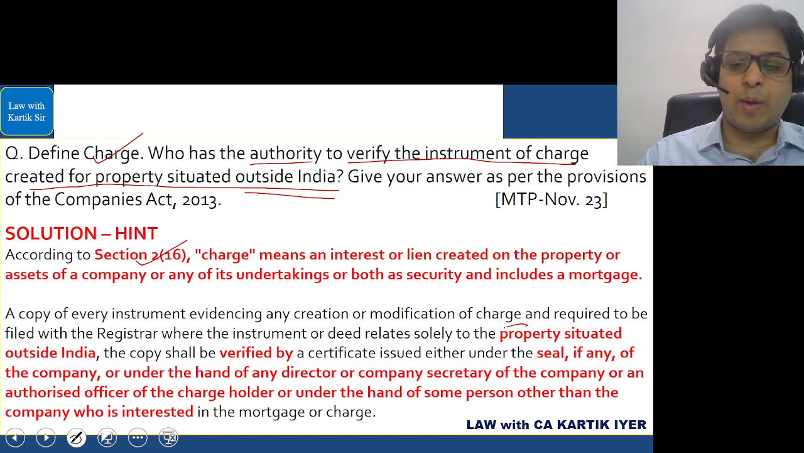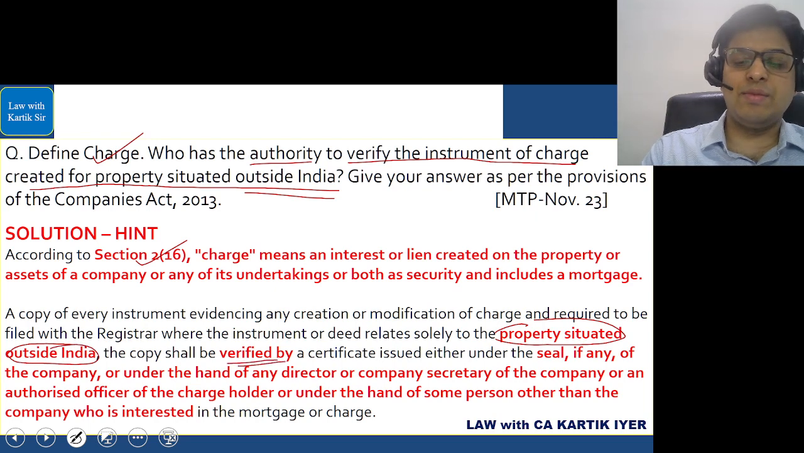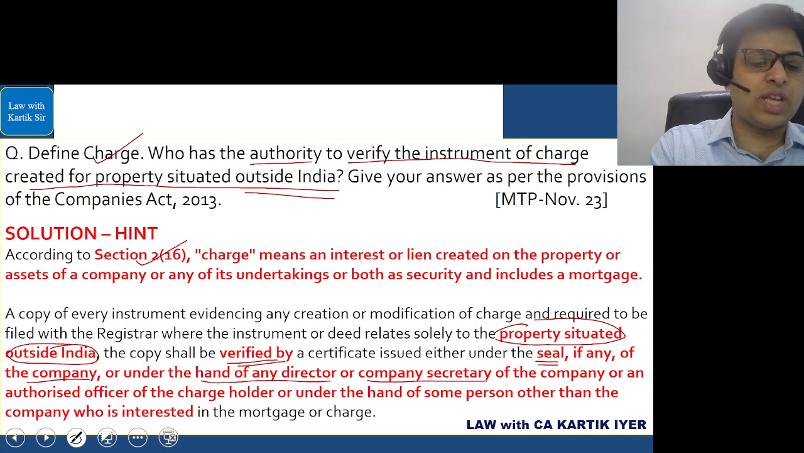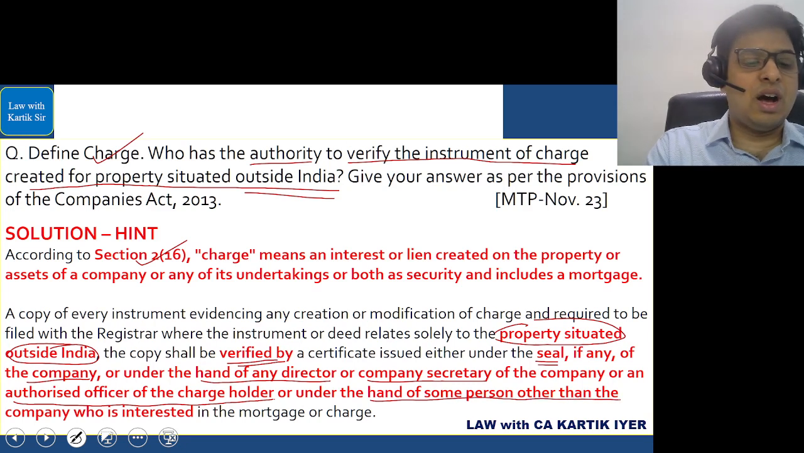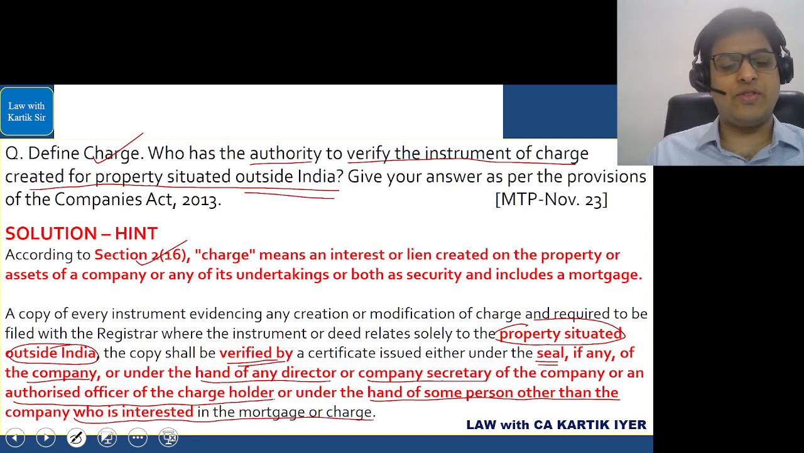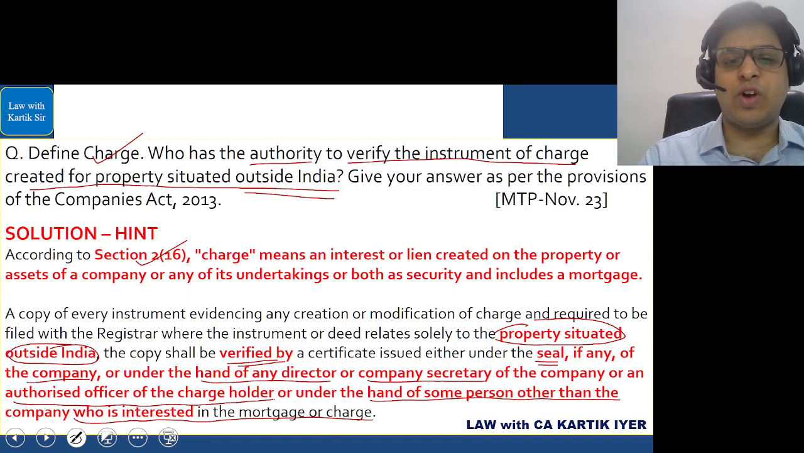So you understand here, the property is situated outside India. In that case, it should be verified by the seal of the company, hand of any director or hand of the company secretary or an authorized officer of the charge holder, that is the authorized officer that the bank or the lender appoints, or under the hand of some other person who is interested in the mortgage or charge. So the five fingers. Let's see, we learned it like this. So this was only for outside India.